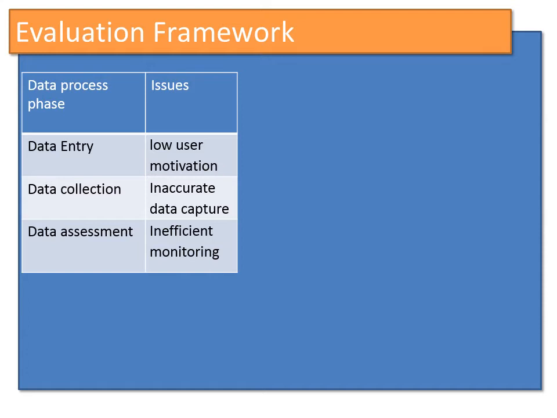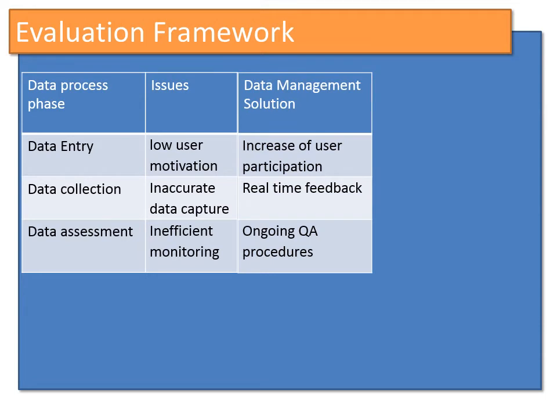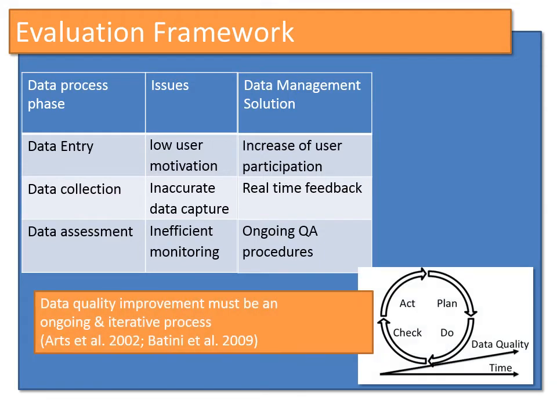But what is the aim? The aim is, of course, to increase the user participation to enter more data and high quality data. The user needs real-time feedback during the collection, and we need an ongoing quality assurance. Ongoing is a very important word in quality assurance. Data quality improvement must be an ongoing and iterative process.